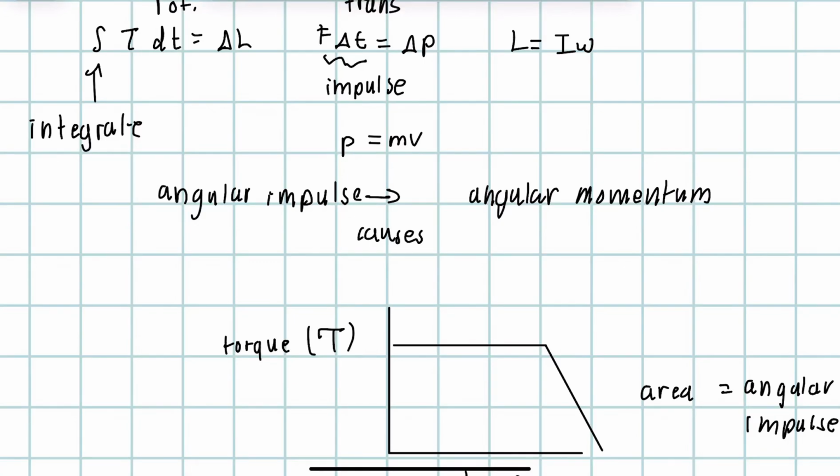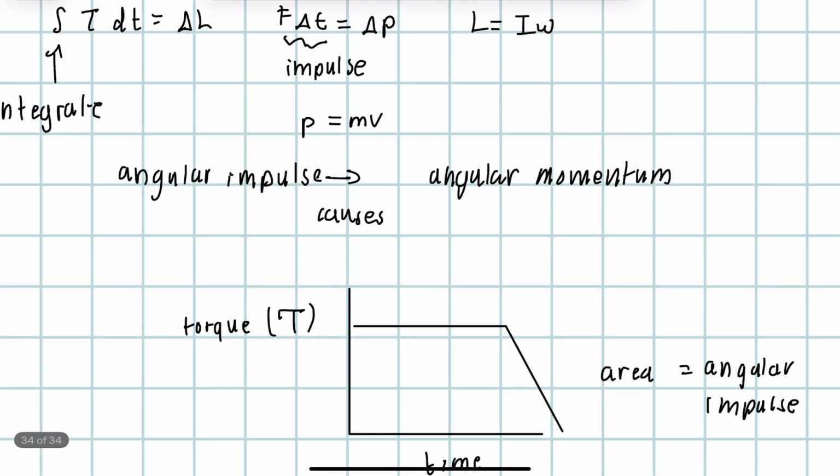Let's talk about angular impulse and momentum. If you want to find the rotational form, it's going to be the integral of tau dt, which is equal to the change in the angular momentum. And that's basically integrating it. That's the calculus approach. But for AP Physics 1, you just find the area underneath the curve of torque versus time, and that area is just going to be angular impulse.